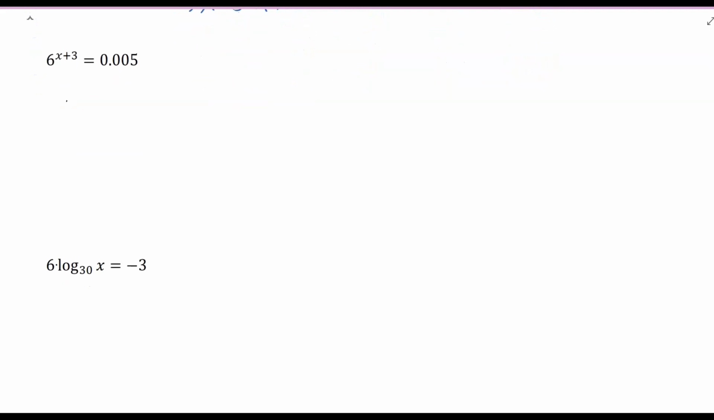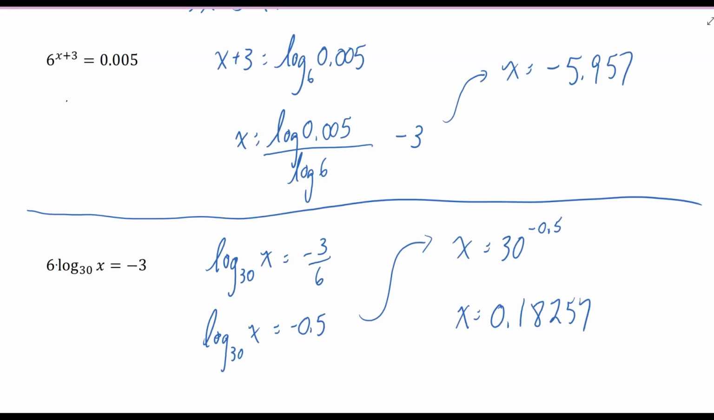Here are two more. Pause the video and try those. Okay, again, we are in exponential form for this first one up here. So we will write it in logarithmic form. I did 2 steps here on the second one. I converted the log base 6 of 0.005 to the ratio of the log of the argument over the log of the base. And I brought the 3 over because it should be subtracted on the other side to isolate x. Make sure that this is all calculated before you subtract 3 from it. If you have a problem with your calculator, that might be the issue.